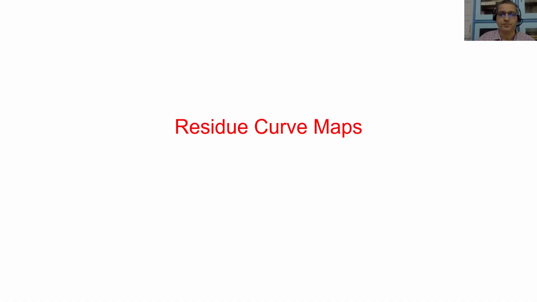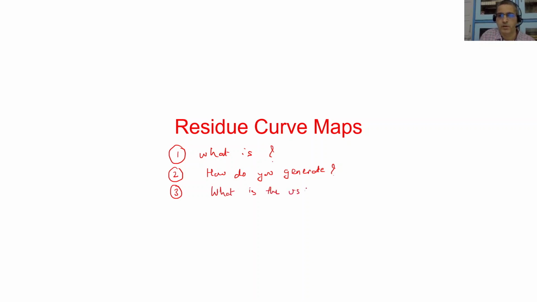What we are going to look at now is something called residue curve maps. We will talk about what these residue curve maps are and how they can be generated. So what is a residue curve map? That is the first point. Second point is how do you get one, or how do you generate a residue curve map? And third thing that we are going to talk about is what is the use. Okay, so we are going to talk about all these 3 points one by one, but let's start with what is a residue curve map.